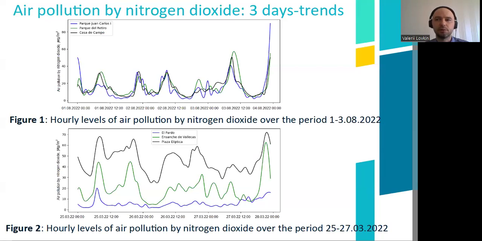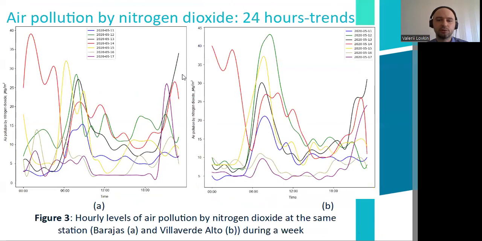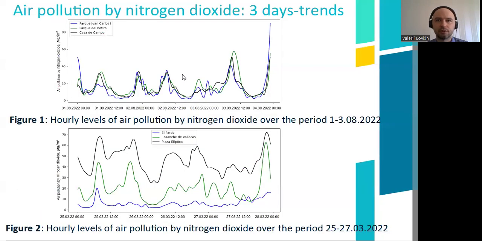Hourly levels of air pollution by nitrogen dioxide at 3 different stations in Madrid over the periods of 3 days are presented in figures 1 and 2. These figures display some time patterns for dynamics of air pollution by nitrogen dioxide, but at the same time these patterns are not static, and certain values for different stations could be closer to each other, as you see in the first figure, or more distant, as the second figure reveals.